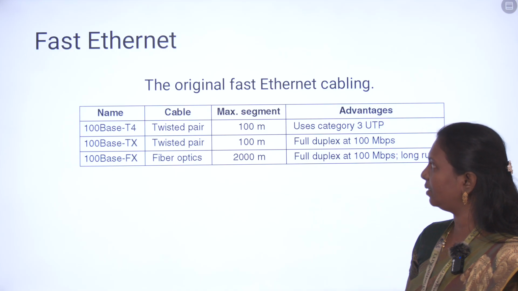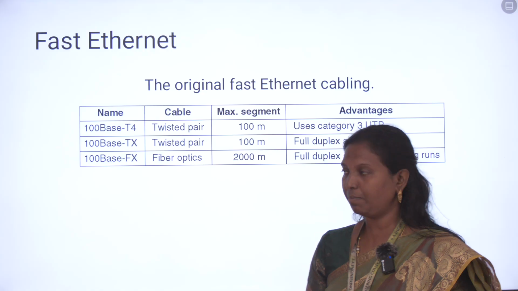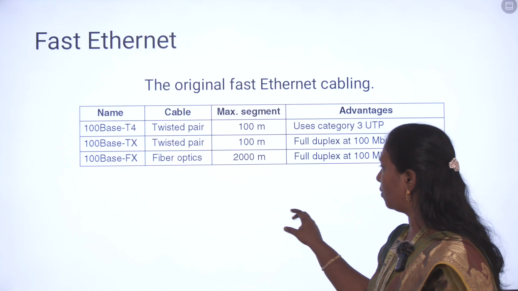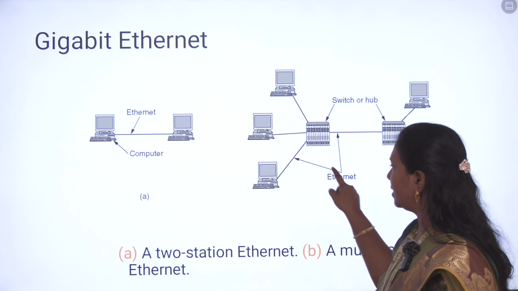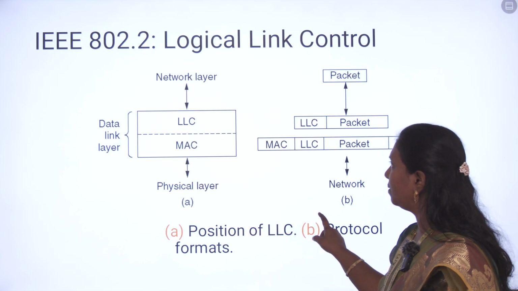And now we have the 100 Base-T. So far we have seen 10 Base-T, and now it is 100 Base-T, and here each and every cable is twisted pair, along with fiber optics. And this is the Gigabit Ethernet, and it will be covered in the Ethernet bridging concept.